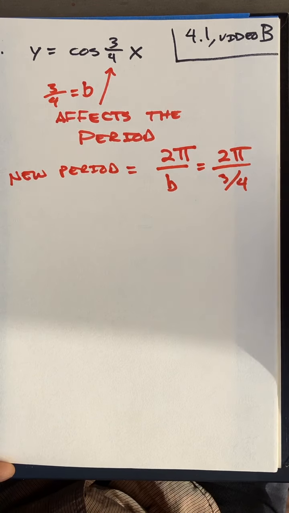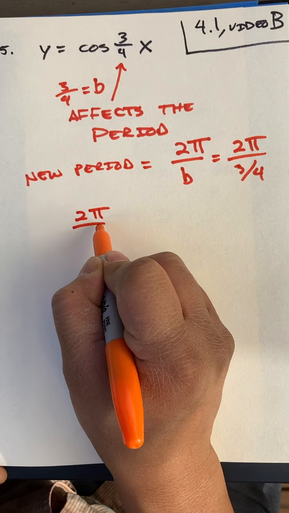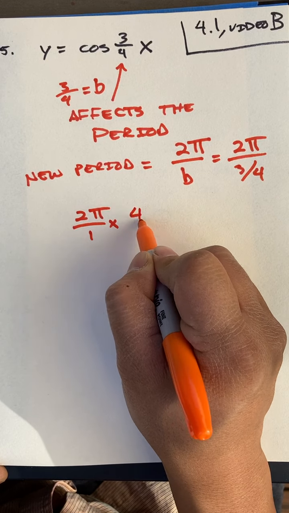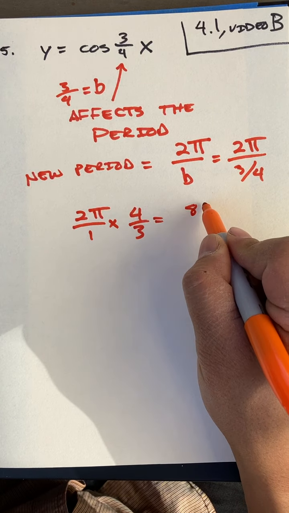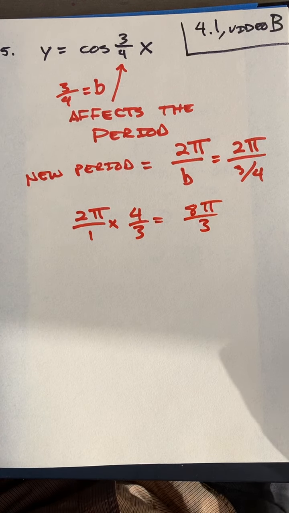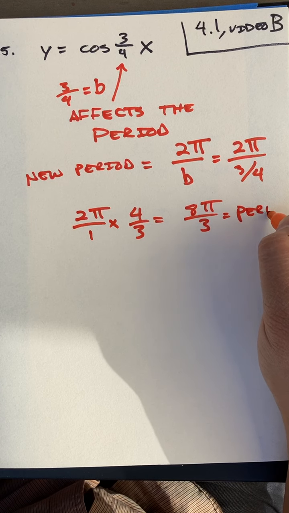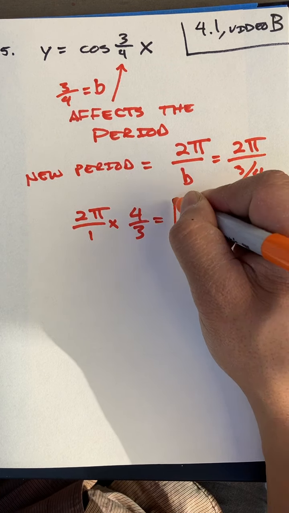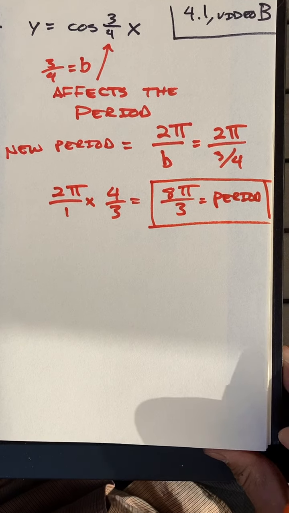Of course, we're going to fix that up a little bit and go 2 pi over 1 times 4 over 3. Is that right? That's 8 pi over 3, our period. What an ugly number, but we can work with it.